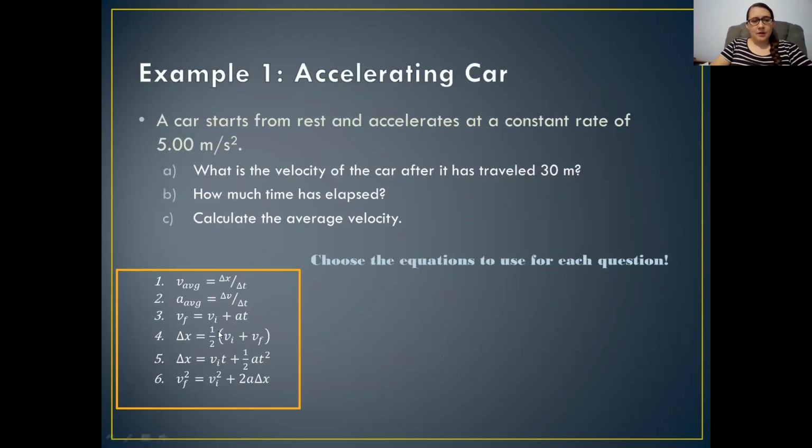Okay, so I have those equations that we just went through in this little orange box down here in the bottom, just in case you don't have a paper to write them down for reference. But I do want you guys to have a calculator handy because I want you to go through this example with me. Okay, example one, an accelerating car. A car starts from rest and accelerates at a constant rate of 5 meters per second squared. Part A, what is the velocity of the car after it has traveled 30 meters?